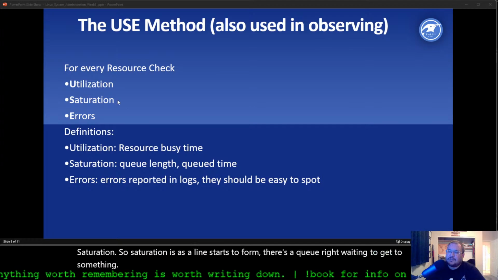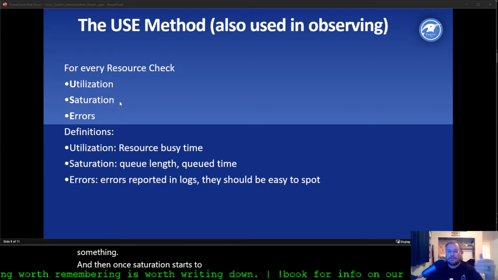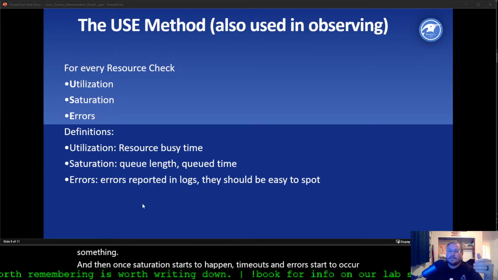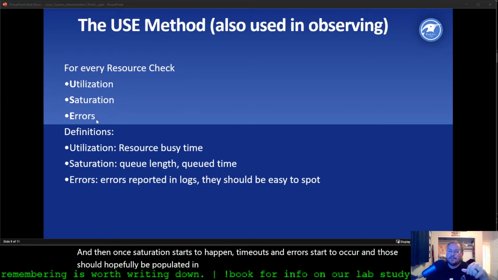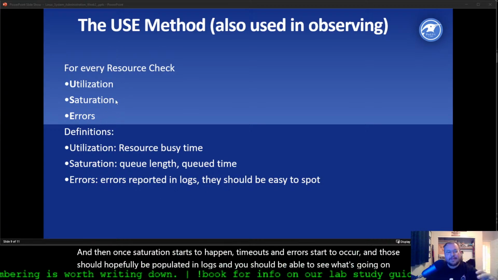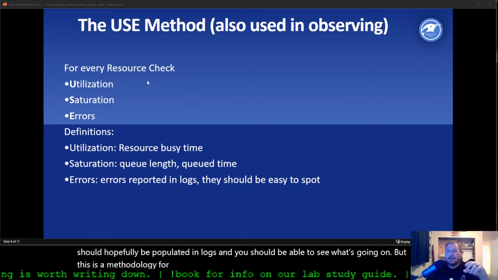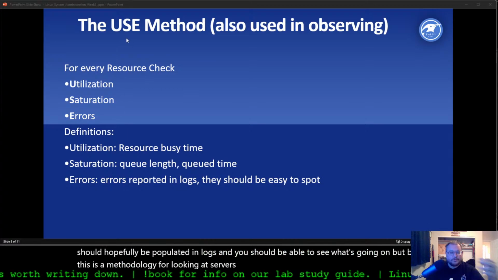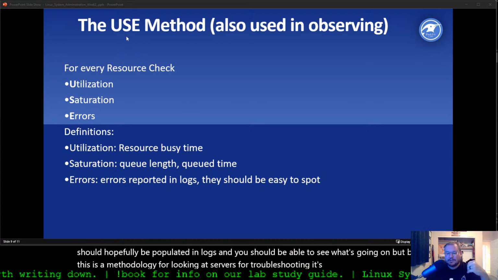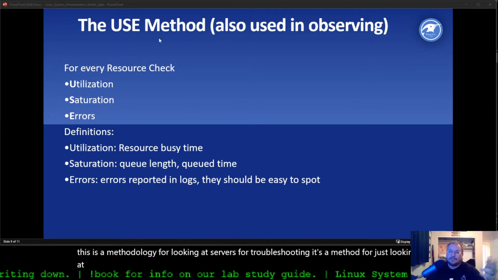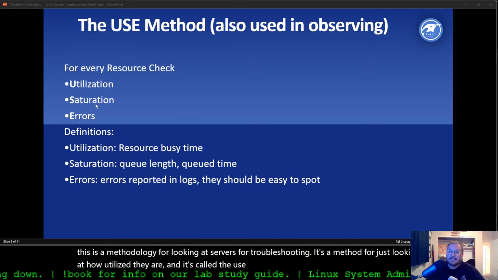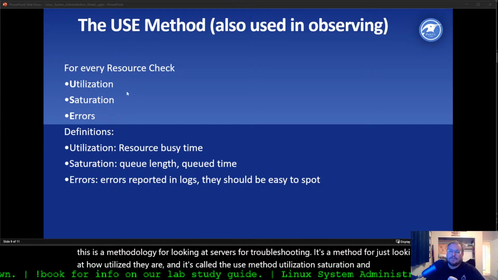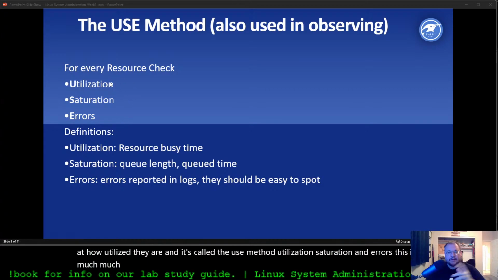And then once saturation starts to happen, timeouts and errors start to occur, and those should hopefully be populated in logs, and you should be able to see what's going on. But this is a methodology for looking at servers for troubleshooting. It's a method for looking at how utilized they are, and it's called the USE method: utilization, saturation, and errors. This is much, much easier the more we monitor our servers.